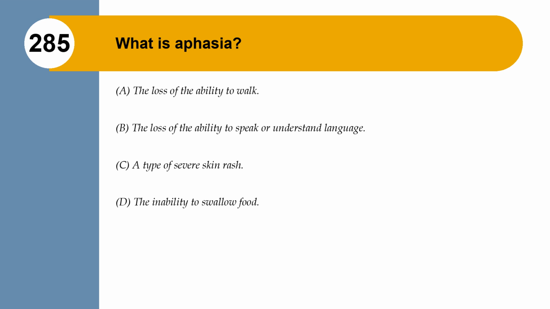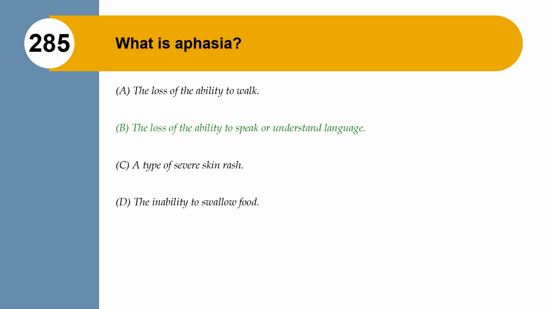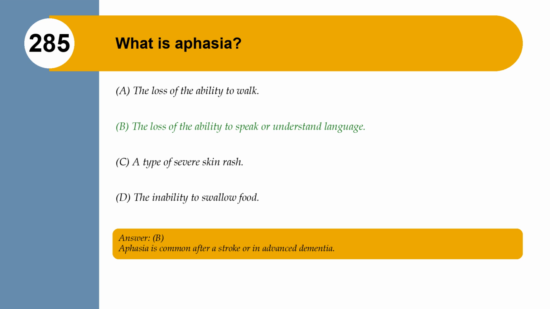Question 285. What is aphasia? Option A, the loss of the ability to walk. Option B, the loss of the ability to speak or understand language. Option C, a type of severe skin rash. Option D, the inability to swallow food. The correct answer is option B, the loss of the ability to speak or understand language. Explanation. Aphasia is common after a stroke or in advanced dementia.